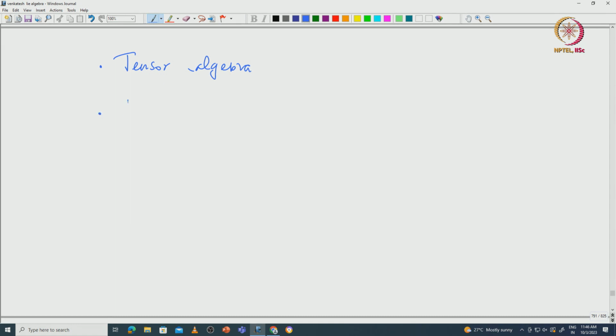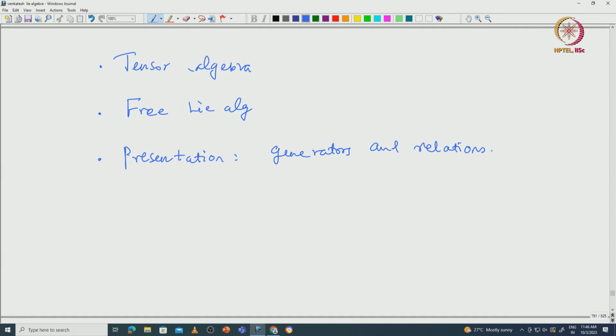The second one we want is the free Lie algebra. Then we can talk about presentation, that is, generators and relations. This is something you must have seen in group theory. You must have seen the meaning of a presentation of a group. A group is generated by some elements modulo some relations.